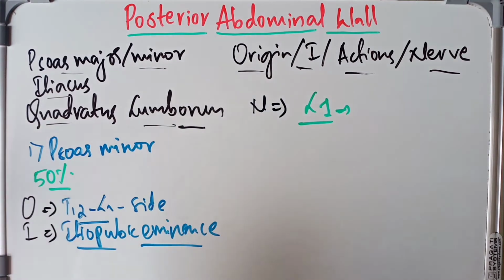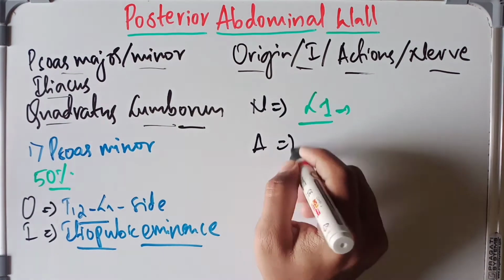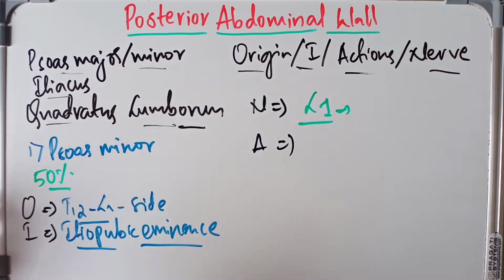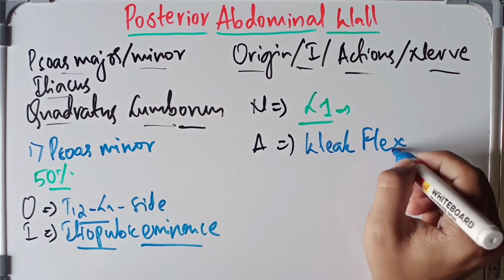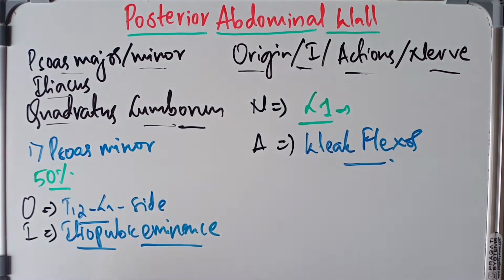Then we have the action, right? Action for A. So action is a weak flexor of the trunk. It is a weak flexor of the trunk. So this is about the psoas minor.